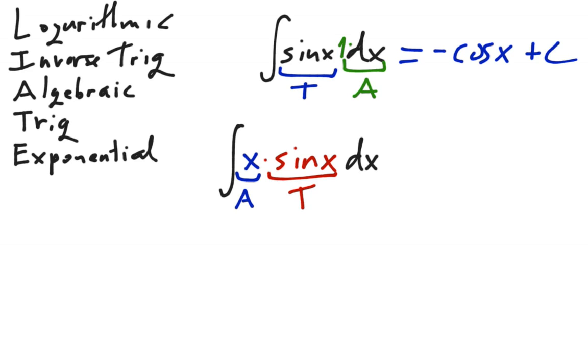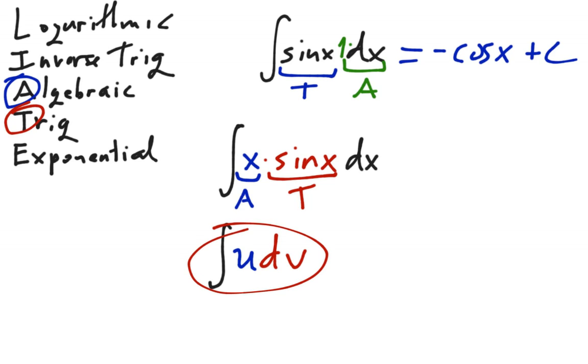Now here's the nice thing about LIATE. What you want to do is figure out which one comes first. We have an A, and we have a T. What we're trying to do is get our integral to match the form of the whole u dv thing. In order to do this, we need to figure out what u is and what dv is. The LIATE method is an easy way to determine which is which.